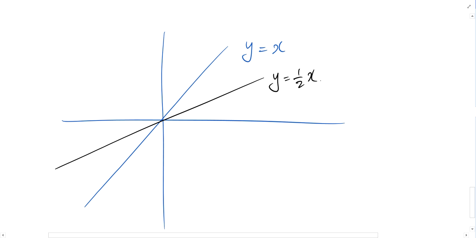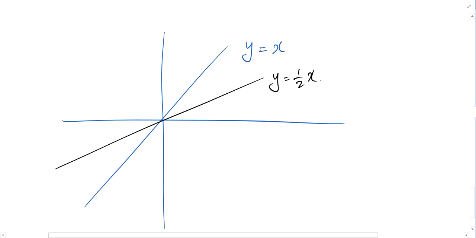And now use your knowledge of gradient. Talk to me about the coefficient of x. The gradient is less than 1 as compared to the original gradient, which is 1, right? So it is less steep. Does it make sense now?